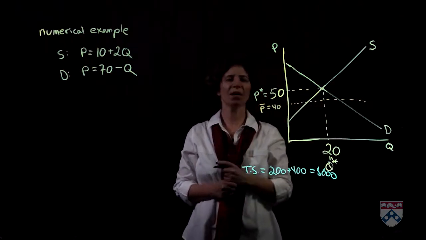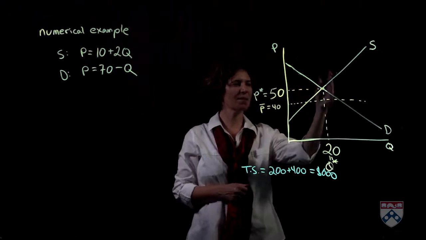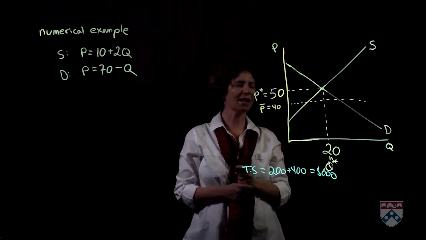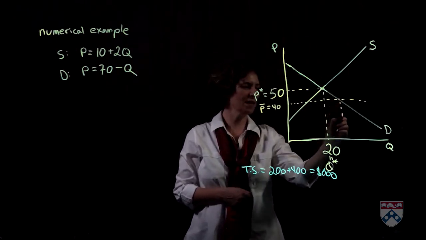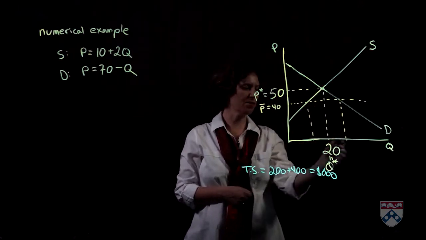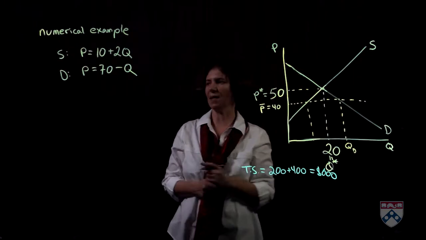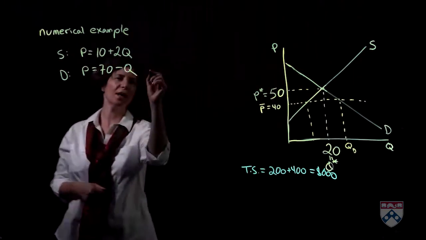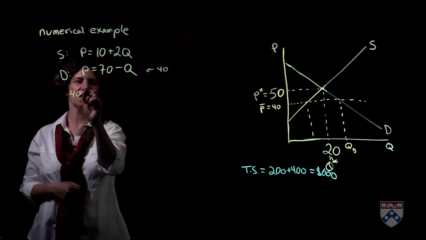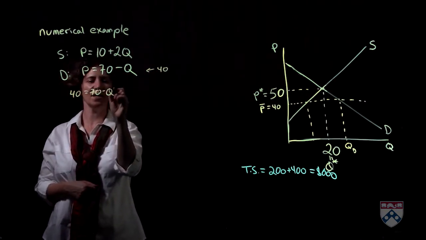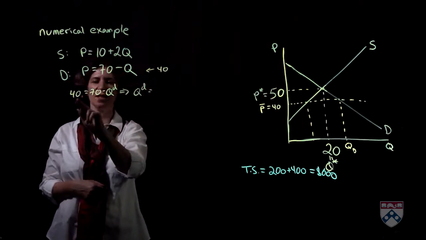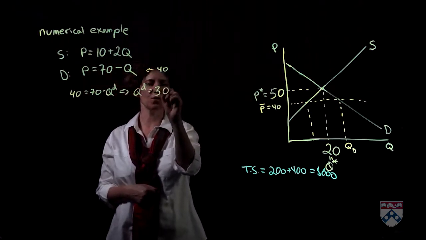Graphically, we know that the amount that's exchanged in the market is going to be the minimum of the quantity supplied and quantity demanded. Let's go ahead and find what is the quantity demanded at this price of 40 and what is the quantity supplied at this price of 40. Let's start with the quantity demanded. What we do here is we plug the price of 40 into our demand equation, and we get 40 is equal to 70 minus quantity demanded, or quantity demanded is equal to 70 minus 40, which is 30 units.